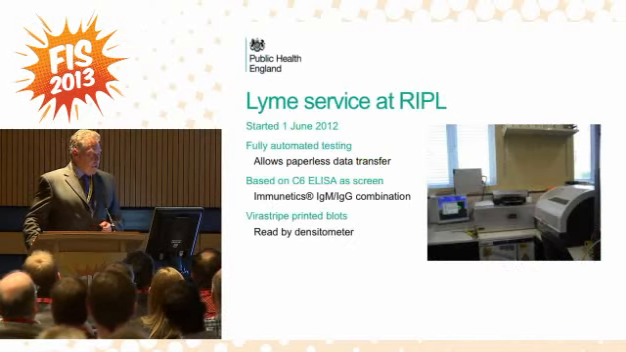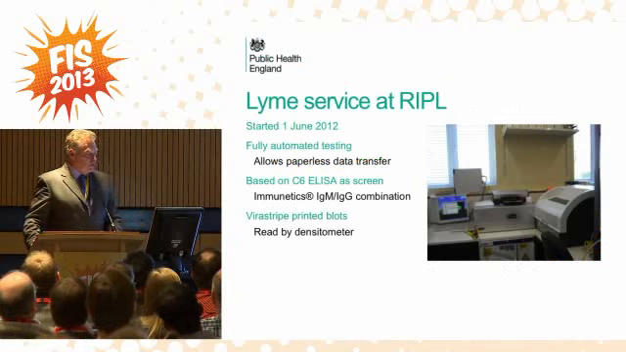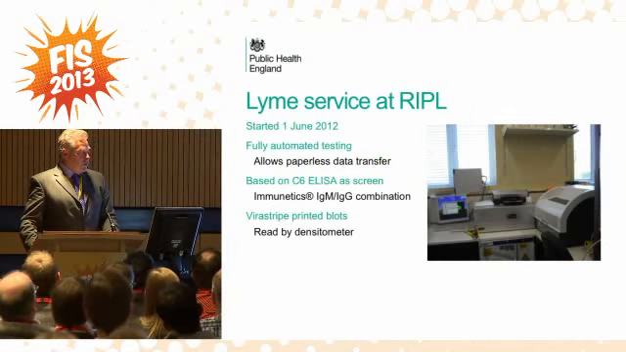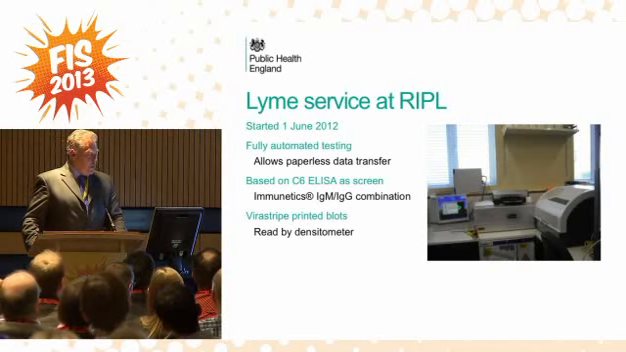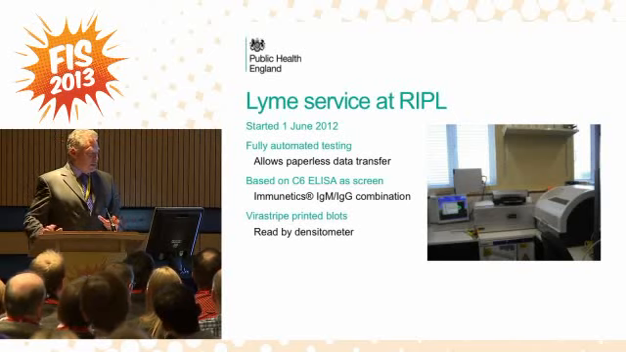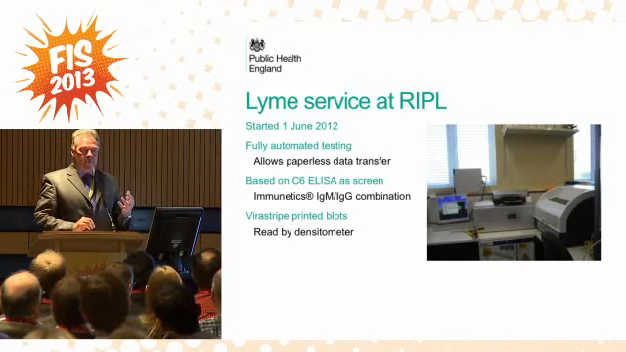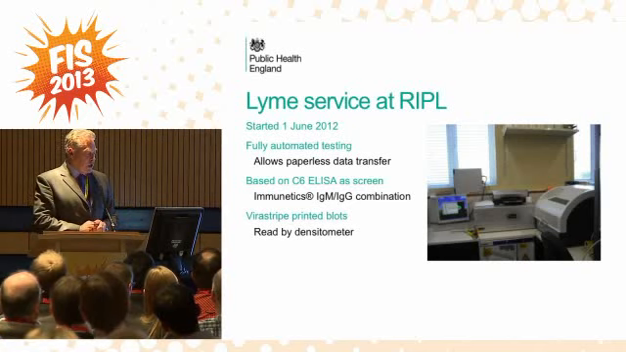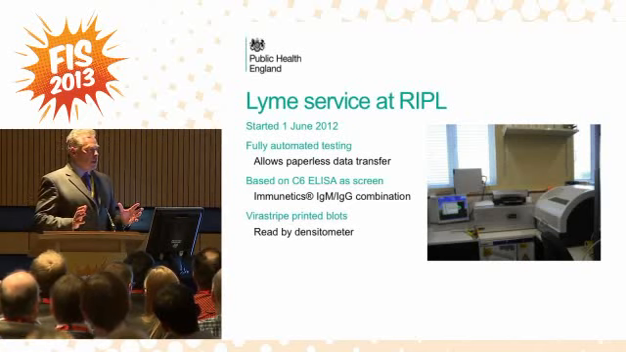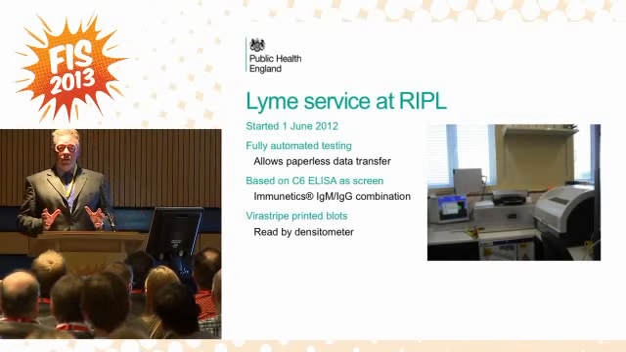So the Rare and Imported Pathogens Lab, which is the national reference laboratory for Lyme disease, they took this over from Southampton in June 2012. And they currently use a two-tiered testing system. They use a basic C6 ELISA, which actually is a very sensitive test. If anything, it is too sensitive.